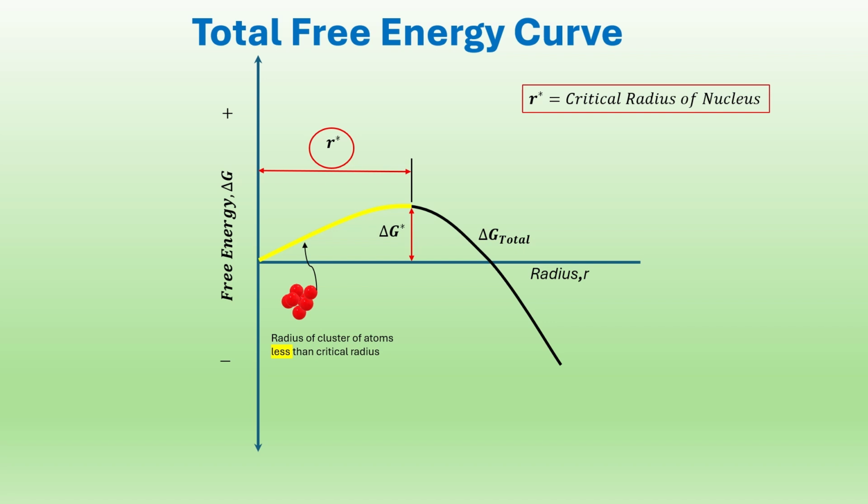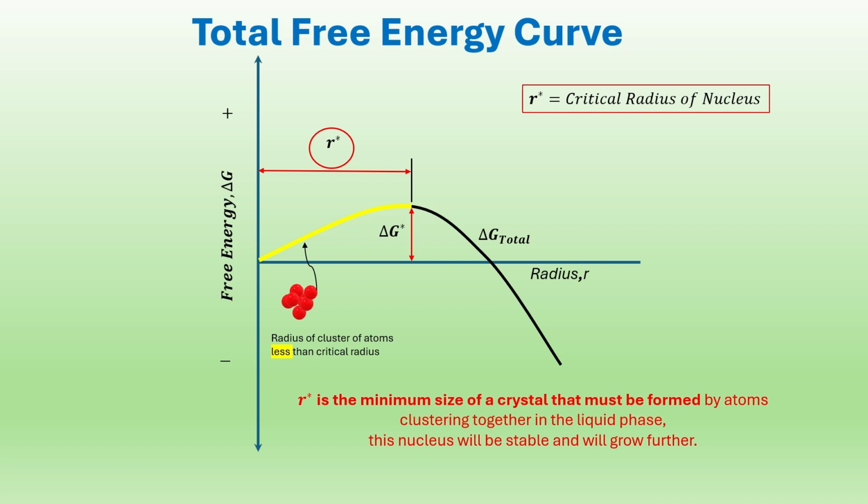Thus the critical radius r star is the minimum size of a crystal that must be formed by atoms clustering together in the liquid phase, and this nucleus will be stable and will grow further. If the size of clustered atoms is greater than the critical radius, then further growth causes the total free energy to decrease, which is a favorable condition for solidification. This portion of the curve is shown by green color. This discussion highlights the importance of this total free energy curve.